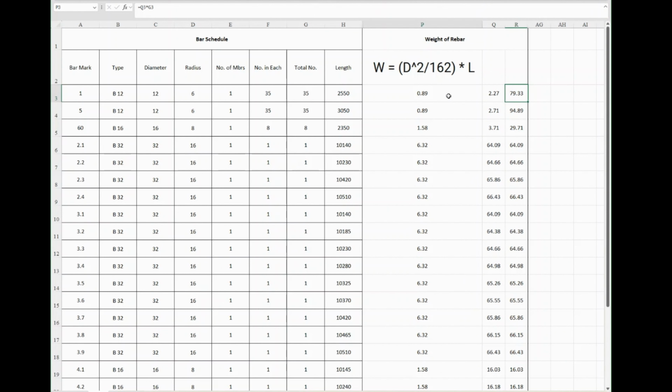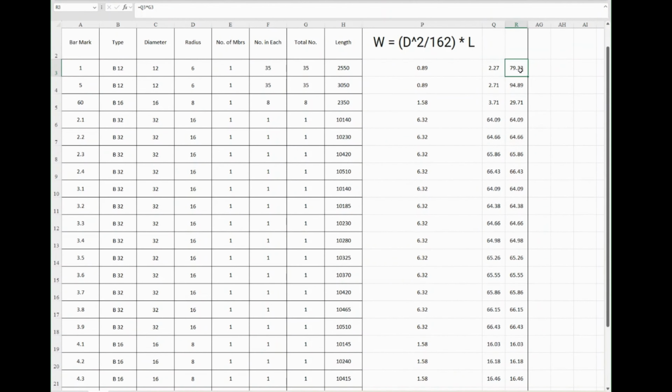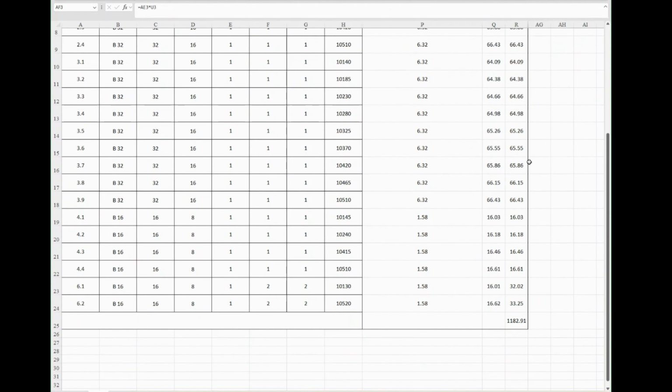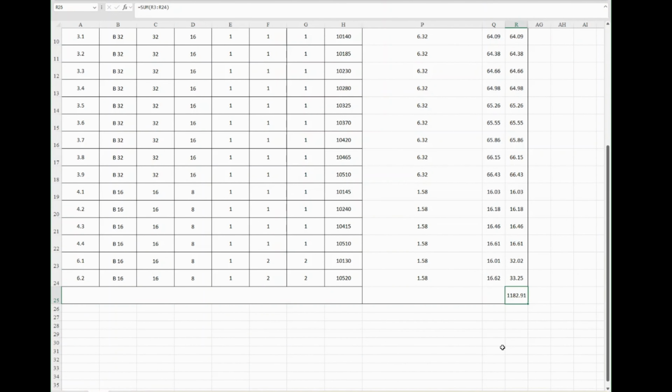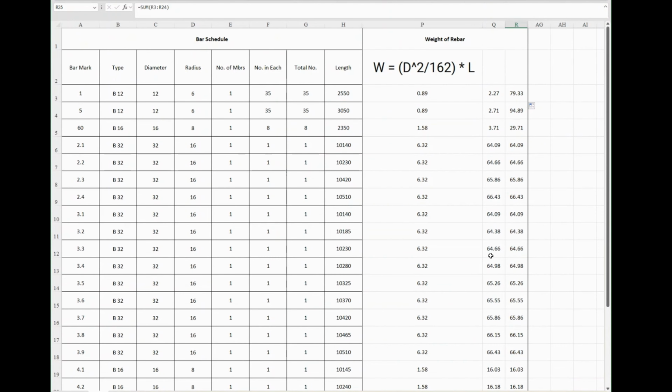We quantify them all, so you'll see the formulas. It's C3, which is 12 squared divided by 162, and then here we have our 0.89 multiplied by our length divided by 1,000 to bring it back to meters. And here all we're doing is multiplying the total number by the bar, and we get the total. I'm just double clicking on the bottom of the cell, bringing them all down, and we get our 1182.91 kg. So we have 1182.91 kgs of steel in that beam. That's the total amount of steel.